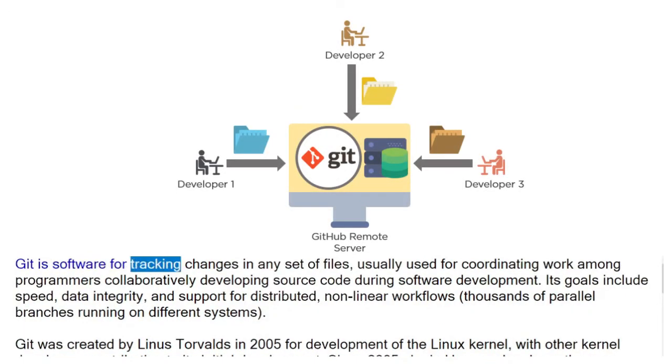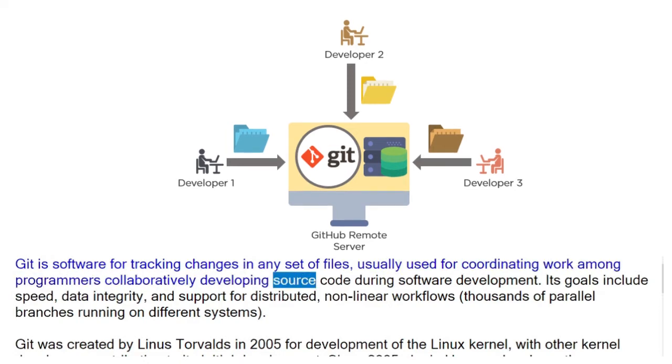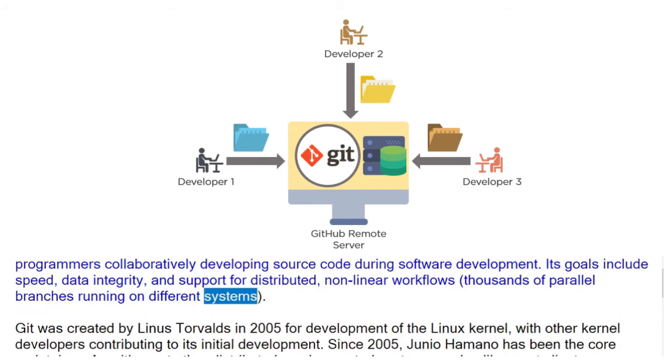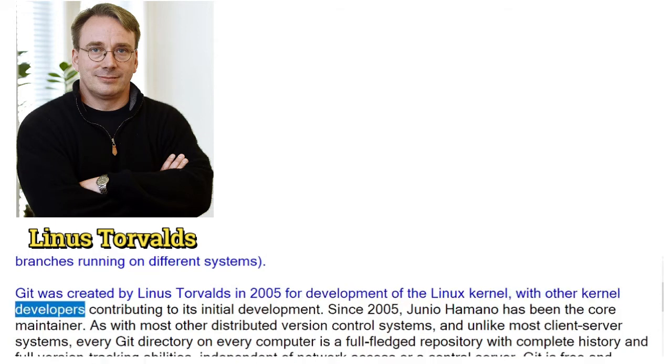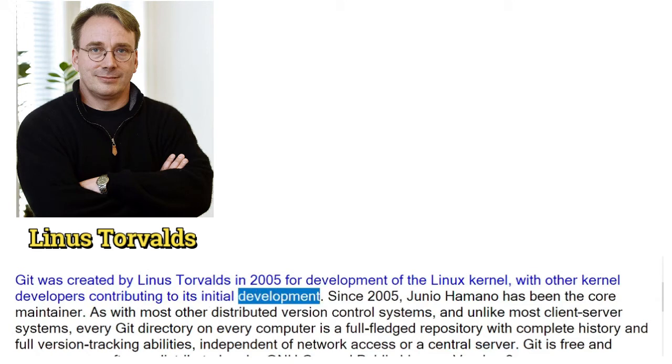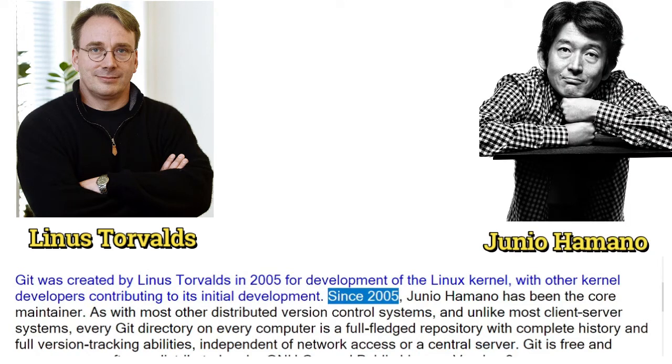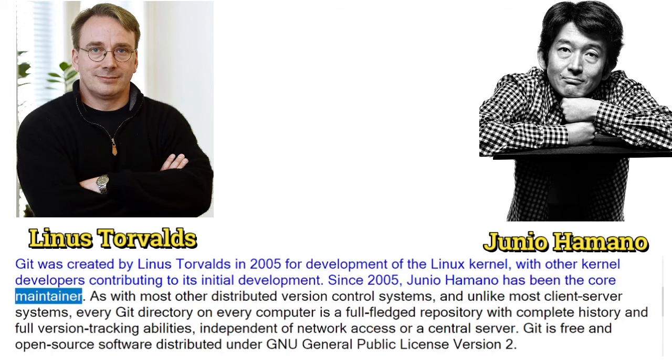Git is software for tracking changes in any set of files, usually used for coordinating work among programmers collaboratively developing source code during software development. Its goals include speed, data integrity, and support for distributed, non-linear workflows, thousands of parallel branches running on different systems. Git was created by Linus Torvalds in 2005 for development of the Linux kernel, with other kernel developers contributing to its initial development. Since 2005, Junio Hamano has been the core maintainer.